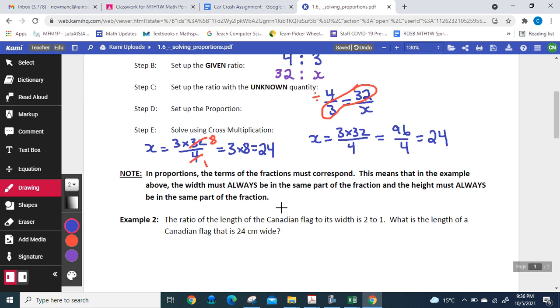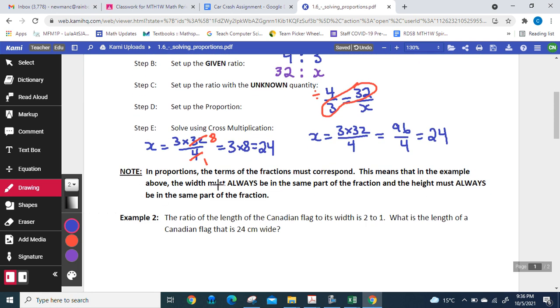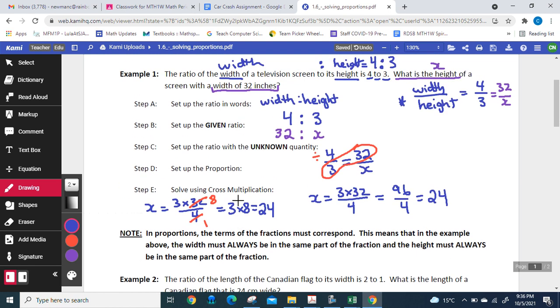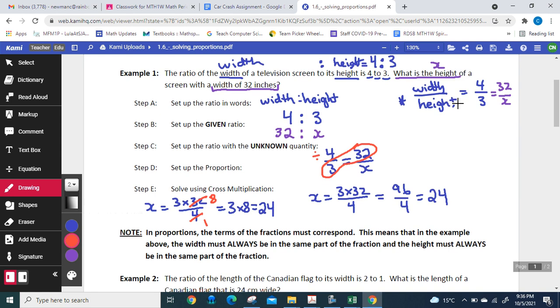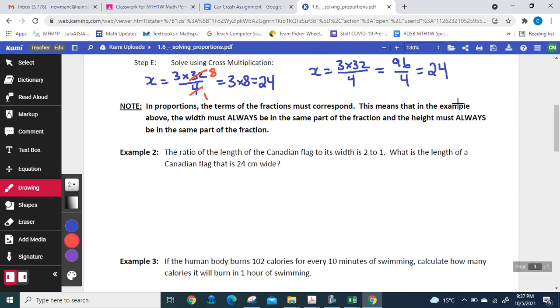So I do have that in a note here, that in proportions, the terms of the fractions must correspond. So that means that in the example above, the width always was in the same part of the fraction, and the height is always in the same part of the fraction. See how I kept all of my width numbers together here, and all my height numbers together here. My widths were all across the top, my heights were all across the bottom. So that's just how you keep yourself organized to make sure things work out properly. So let's try a couple more here.